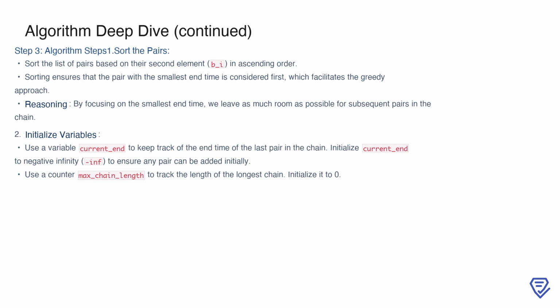The first is current_end, which tracks the end time of the last pair in the chain. We set this to negative infinity initially so that any pair can be added at the start. The second variable is max_chain_length, which keeps track of the length of the longest chain we form. This is initially set to 0.